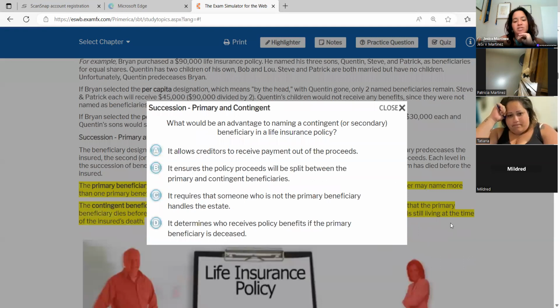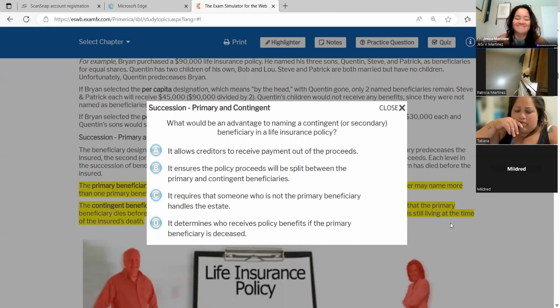What would be an advantage to naming a contingent or secondary beneficiary in a life insurance policy? A, it allows creditors to receive payment out of the proceeds. B, it ensures the policy proceeds will be split between the primary and contingent beneficiaries. C, it requires that someone who is not the primary beneficiary handles the estate. D, it determines who receives policy benefits if the primary beneficiary is deceased.